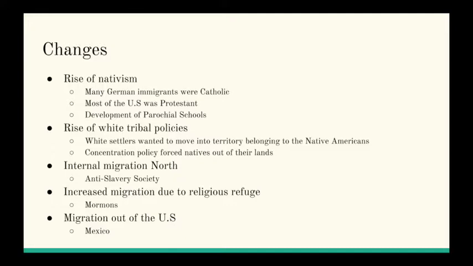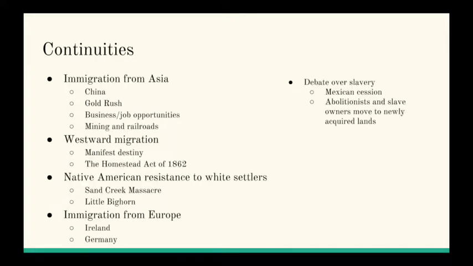We also see migration out of the U.S., and we can see this happening when people move to Mexico, because at the time Mexico still had Texas as one of their territories, so they wanted to encourage people from the U.S. to move there because they wanted to improve their own economy. A continuity we can see for Unit 5 could be the immigration from Asia, which was mostly from China due to the gold rush.